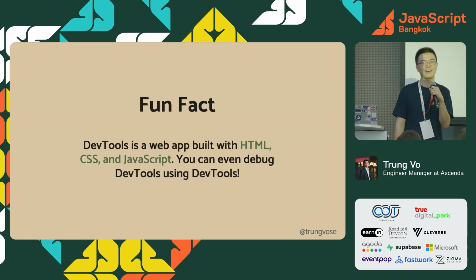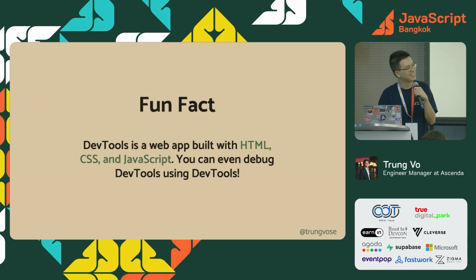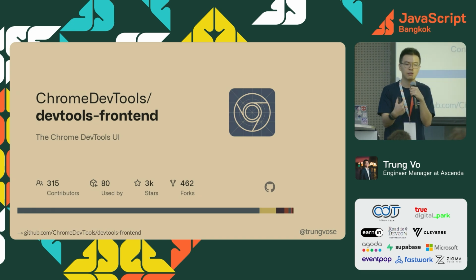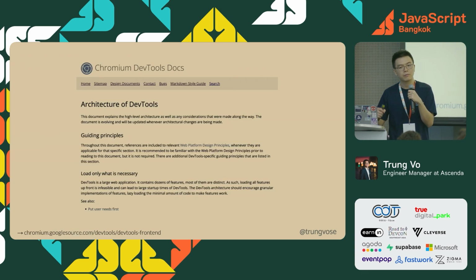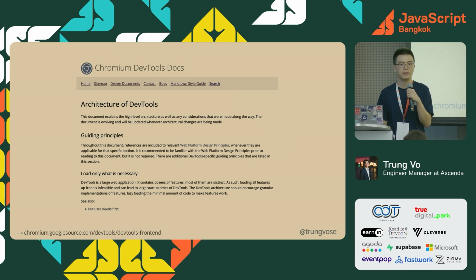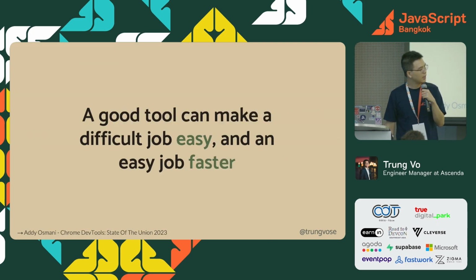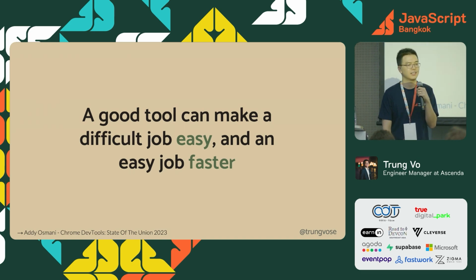The fun fact is DevTools is a web application. Probably you can use DevTools to debug DevTools, but I've never tried it and I don't know how it's going to work. But technically speaking, it's possible. You can go to GitHub and see how the components are built. It is very interesting to see how this kind of tooling was built at Google scale. There is a lot of documentation. I think it's not on GitHub, it's in Google sources, but do feel free to take a look later on. I think Adi was mentioning that a good tool can make a difficult job easy and an easy job faster.